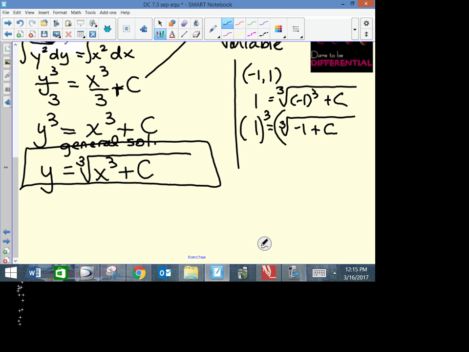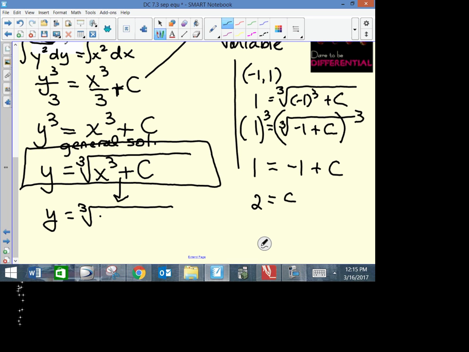There you go. Okay, 1 cubed is still 1. The cube root of negative 1 plus C, cubed, is... All right, what's C? 2. My specific solution now, I put my 2 in, and I'm done.